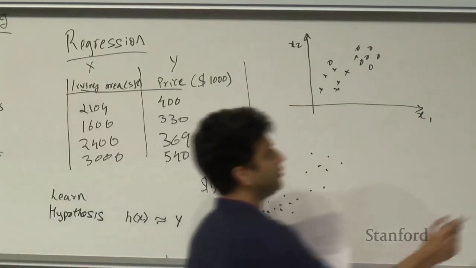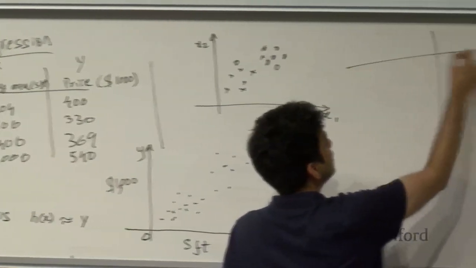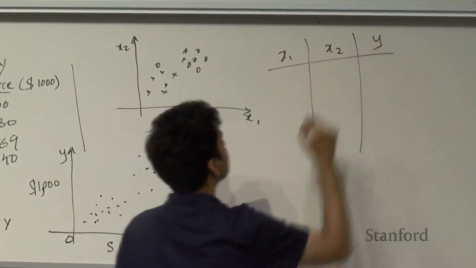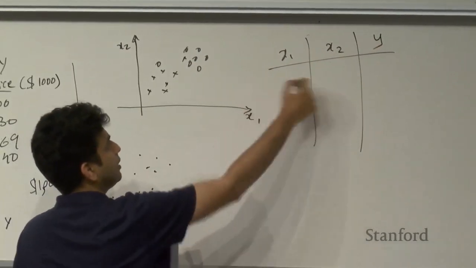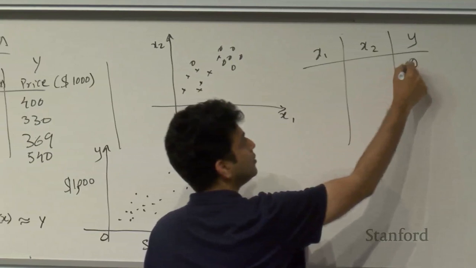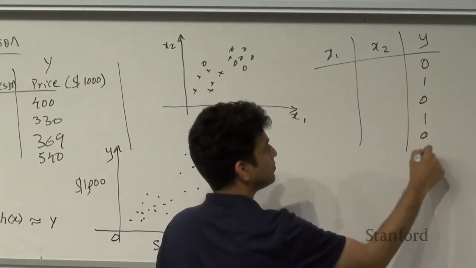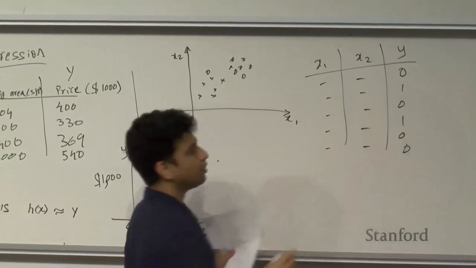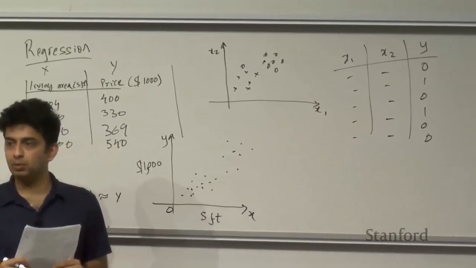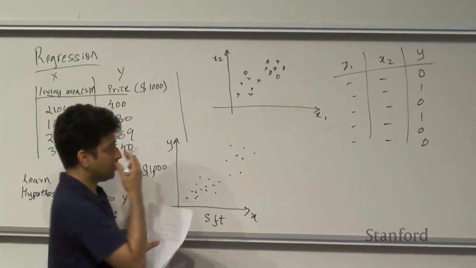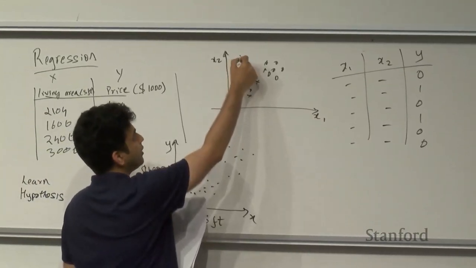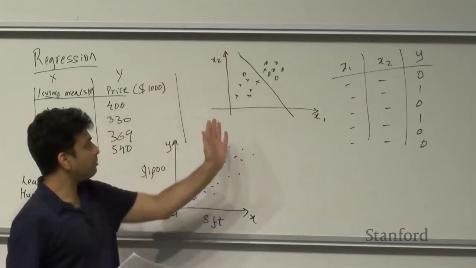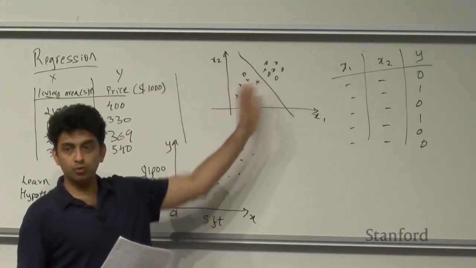Let's say you have a different data set where you have x1, x2, and y. Each example again is one row, and your y's are zeros and ones, where the 0 and 1 tell you what class the example belongs to. And our goal is to learn some kind of a classifier, which is some hyperplane that divides your x's into two parts.